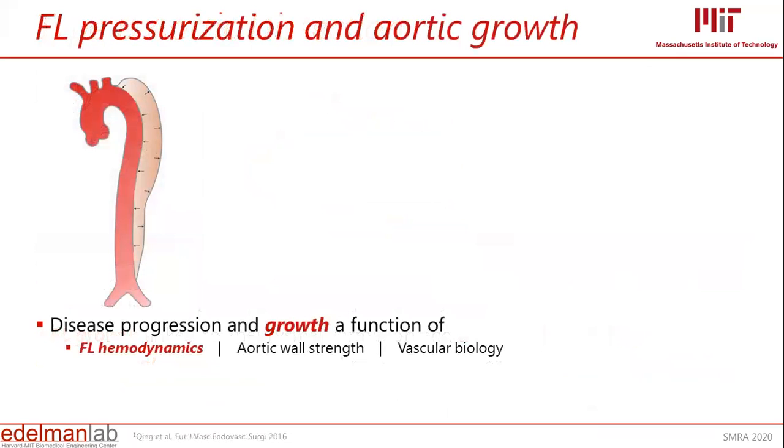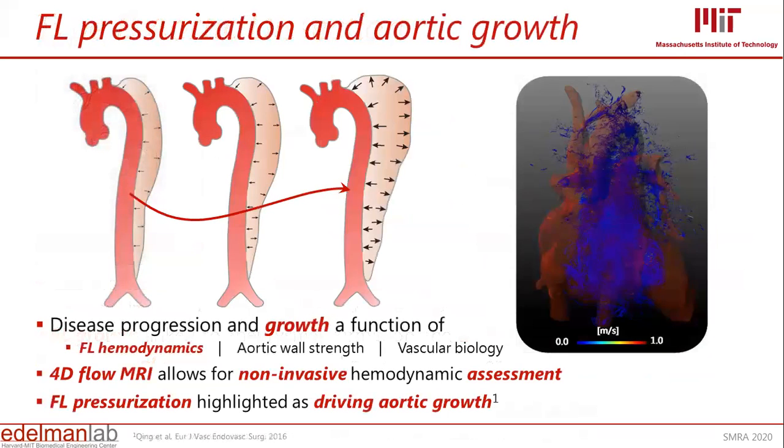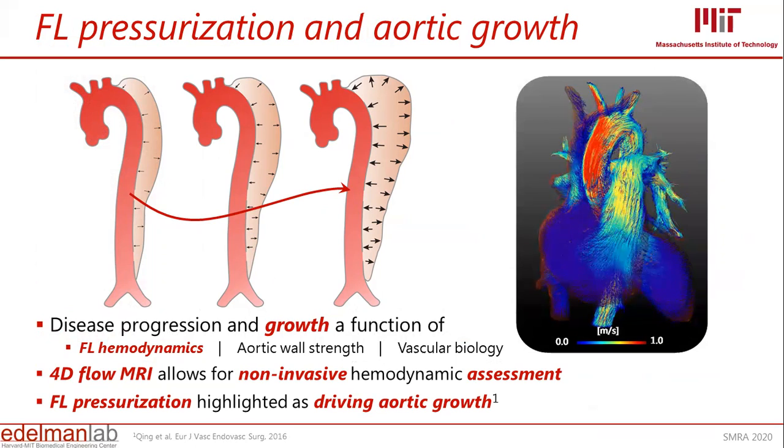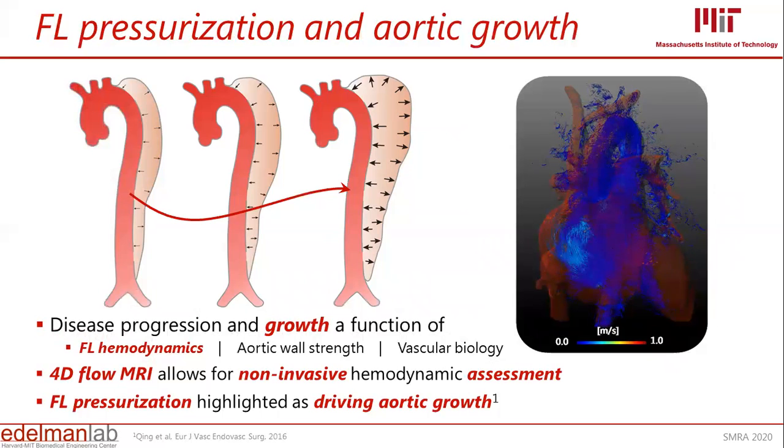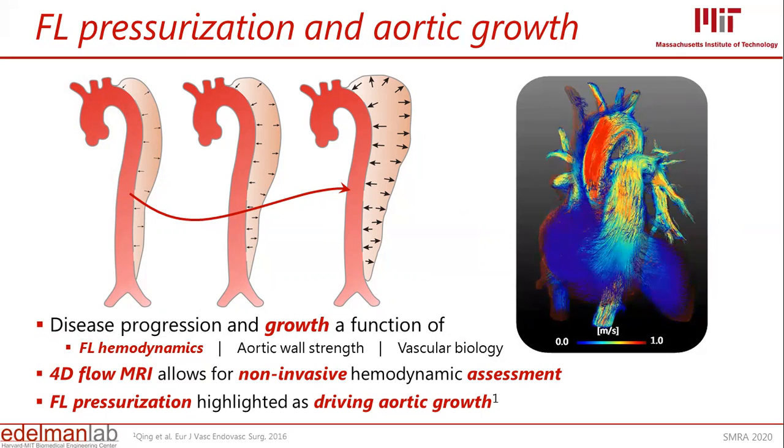Aortic growth is instead a dynamic process driven by a combination of factors including hemodynamics, biomechanics, and biological factors in the aortic wall. Among these factors, hemodynamics remains one of the most easily accessible ones in patients through the use of Flow MRI. In particular, numerous studies employing a variety of techniques have highlighted the important role of false lumen pressure in promoting aortic growth. And as such, Flow MRI has the potential to add prognostic value for patients with type B aortic dissections if used to extract false lumen pressure.